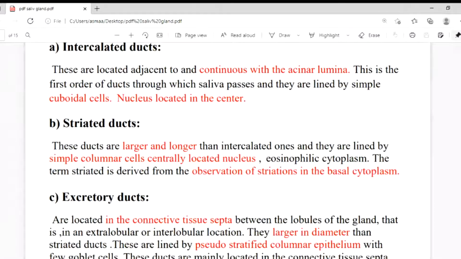Which type of cell lines this duct? The intercalated duct is lined by cuboidal cells.